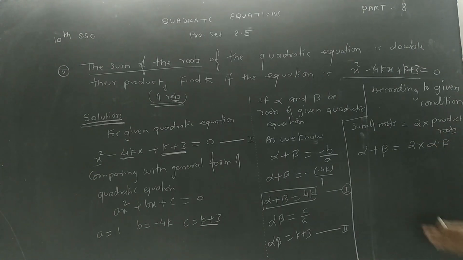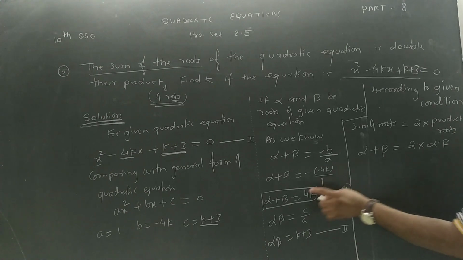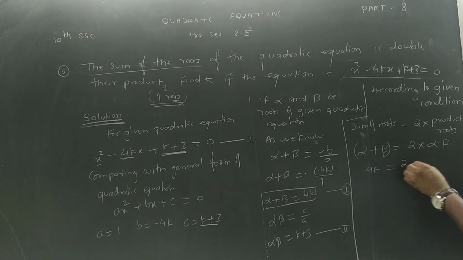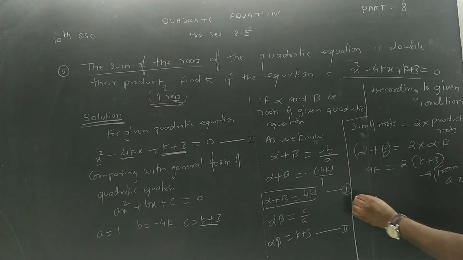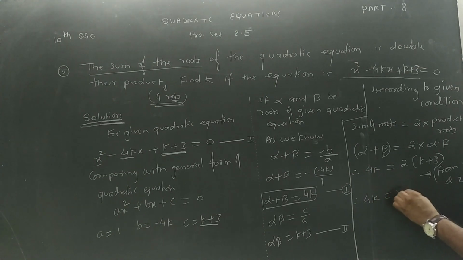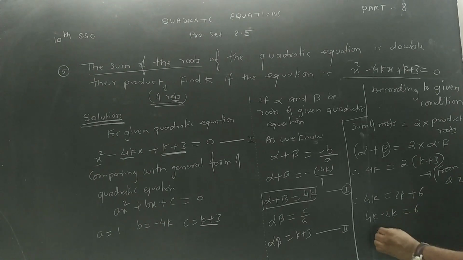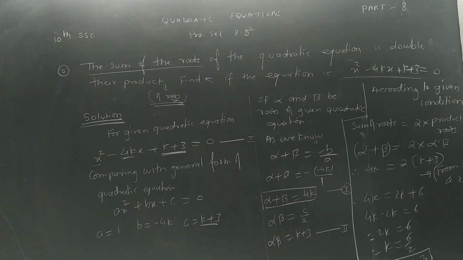So what is alpha plus beta? That is, this part is 4k, is it right? Is equal to 2 in bracket k plus 3. We can write from 1 and 2. So 4k is equal to 2k plus 6. So 4k minus 2k is equal to 6. 2k is equal to 6. 6 upon 2. Your answer is k is equal to 3. This is the final answer, whatever they have asked you.